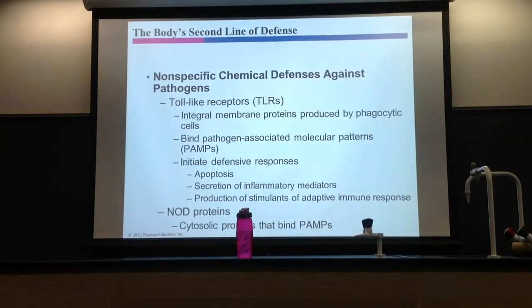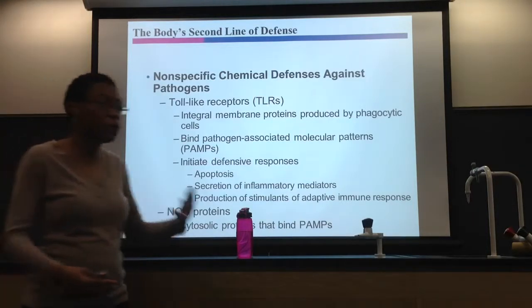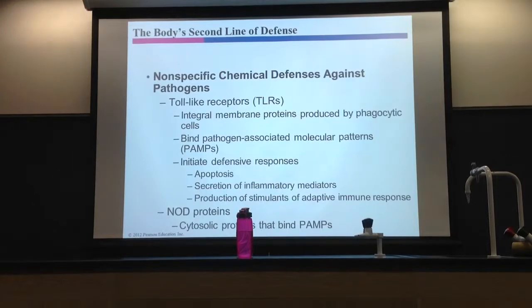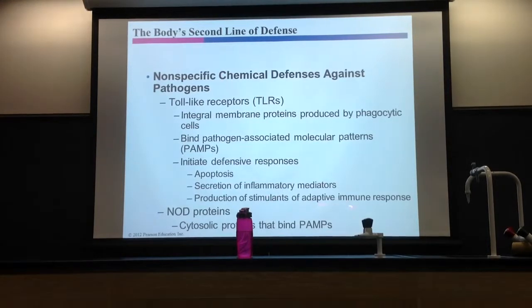We can initiate the inflammatory response. I mentioned earlier, we'll talk more about it in detail. If you do the inflammatory response, basically you're bringing in lots of blood, right? Bringing in macrophages to take care of the job. That's what you're doing. You can also produce stimulants of the adaptive immune system. So basically you kind of tell the T cells, okay, we got a problem here, right? We got to do something about it.